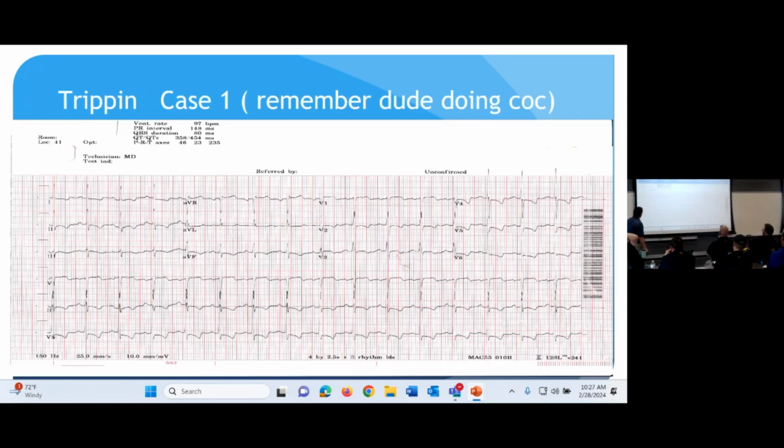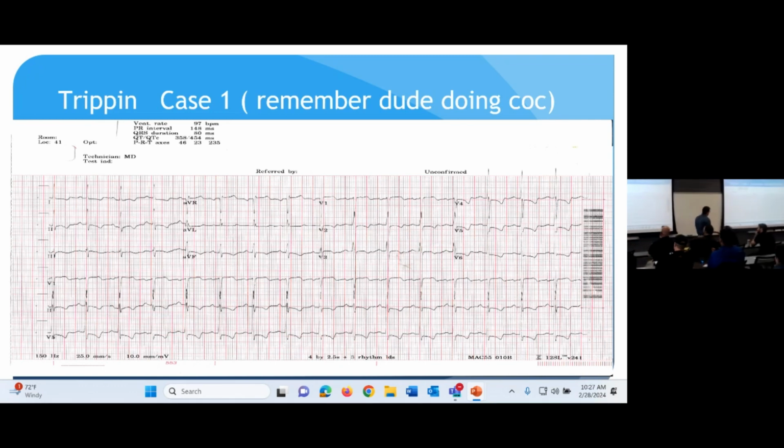So back to the dude that's tripping, the dude doing coke. So too fast, too slow, or okay? Yeah. So I use 50 to 150, so it's not less than 50, it's not more than 150, so rate's okay. All right, so I'm going to start looking at injury patterns. I look at leads I, aVL, V5 and V6. I look at, is there a pointer on this thing? Yeah. I look at II, III and aVF, V1 through V4, and look at aVR.